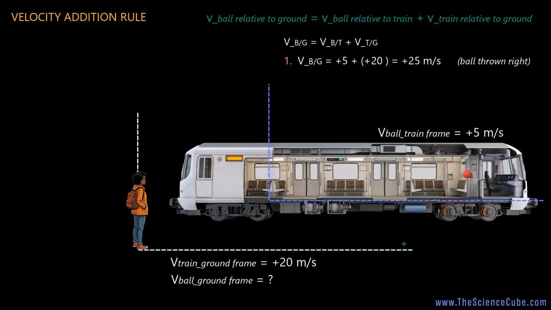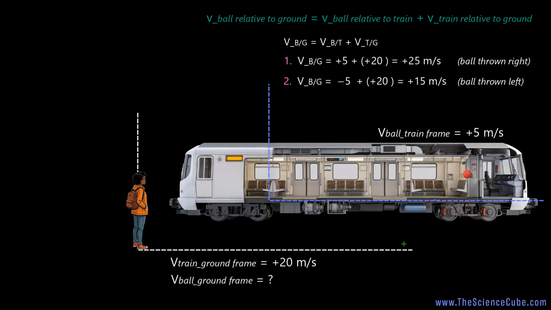Now the person throws the ball backward toward the rear of the train at 5 meters per second relative to the train. V B slash T is now negative 5 meters per second. Backward is negative in our coordinate system. V B slash G equals negative 5 plus positive 20 equals positive 15 meters per second. The ball still moves to the right relative to the ground. It's just moving slower than the train. The train carries the ball forward even though the ball is moving backward relative to the train.